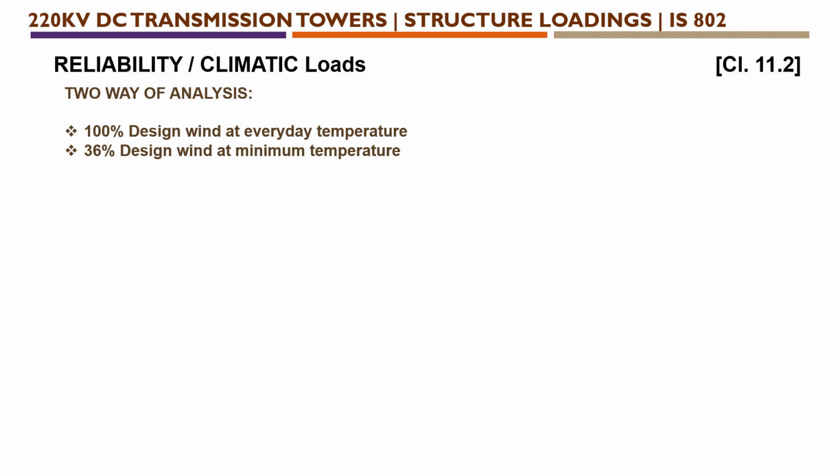We know that whenever there is a dip in temperature, there is also a dip in wind velocity. So the second case is 36% of design wind at minimum temperature. Minimum temperature means less than the datum line, for example less than 0 degrees Celsius. It may be -5, -20 or -40 degrees Celsius, depending upon the location of the transmission line tower. So these are the two-way analysis.